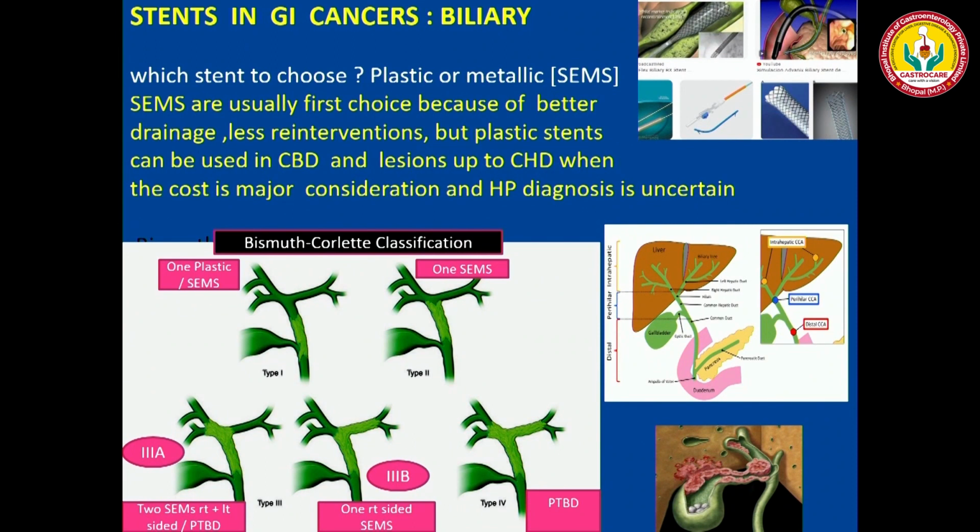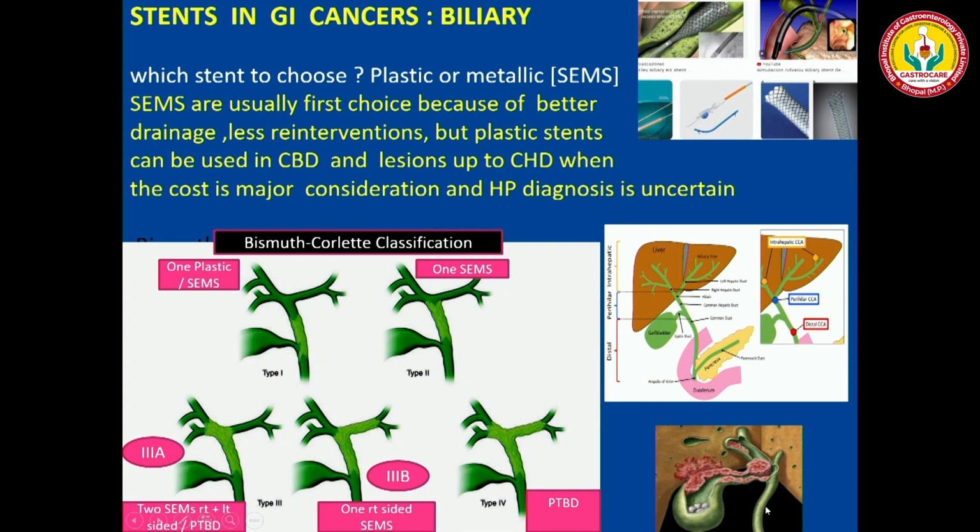In patients who have biliary obstruction, which stent to choose, plastic or metallic? Obviously, the metallic is the first choice because of better drainage and less re-intervention. But plastic stents can be used in the common bile duct and lesions up to the common hepatic duct when cost is a major consideration and histopathological diagnosis is uncertain.